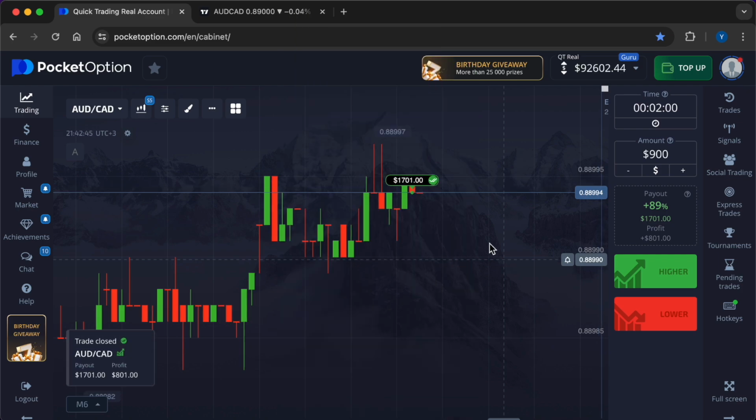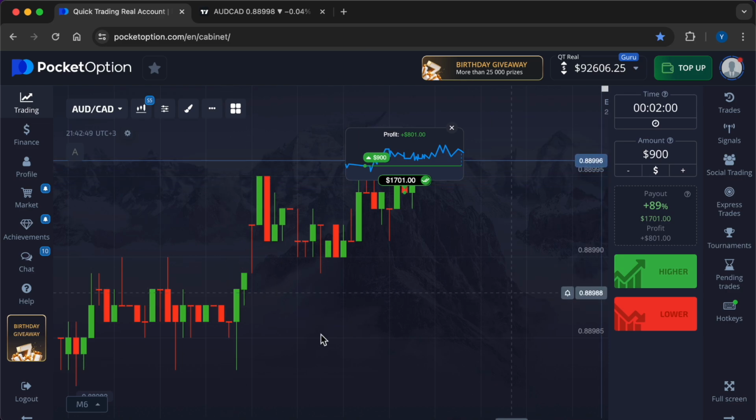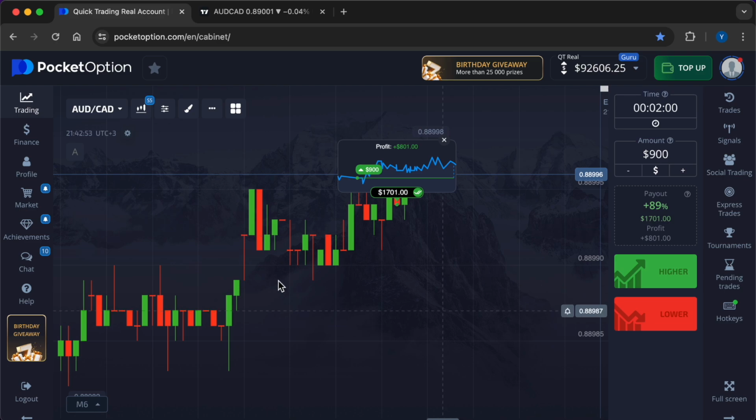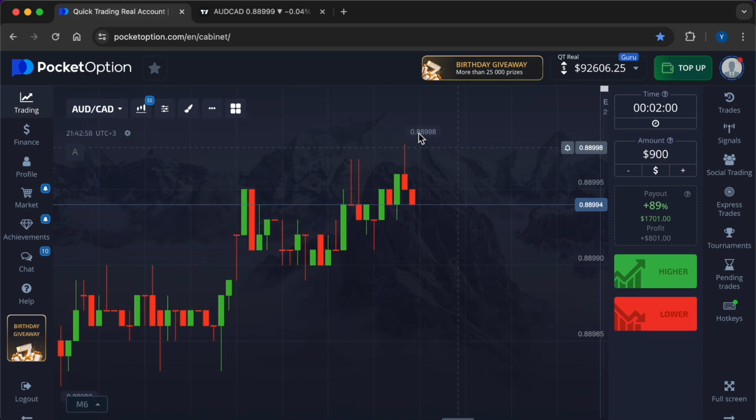And here's the final result. The signal was once again accurate. $801 plus. In total for 3 operations I managed to earn with the help of accurate analytics of artificial intelligence $1,344.